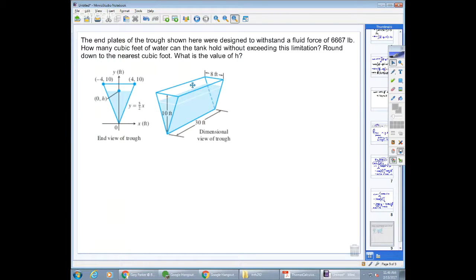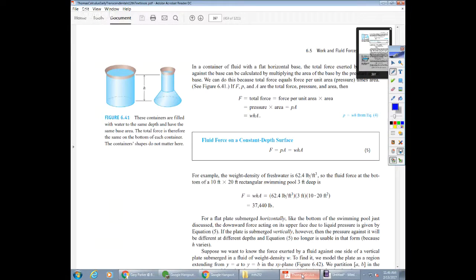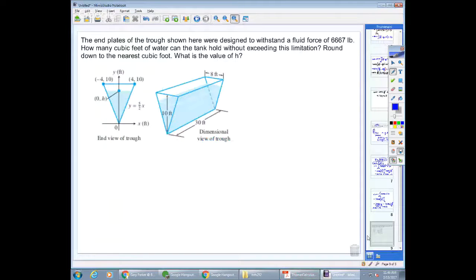And so just a reminder about the, what letter did they use here? They used F, yeah, force. The force that we're concerned about is going to be equal to the weight density of the fluid, and I think we just have water here, times the height of the water involved, times the cross-sectional area.